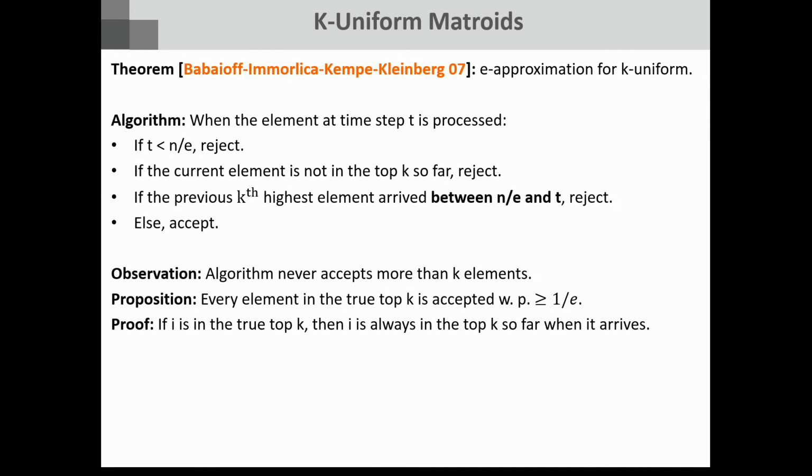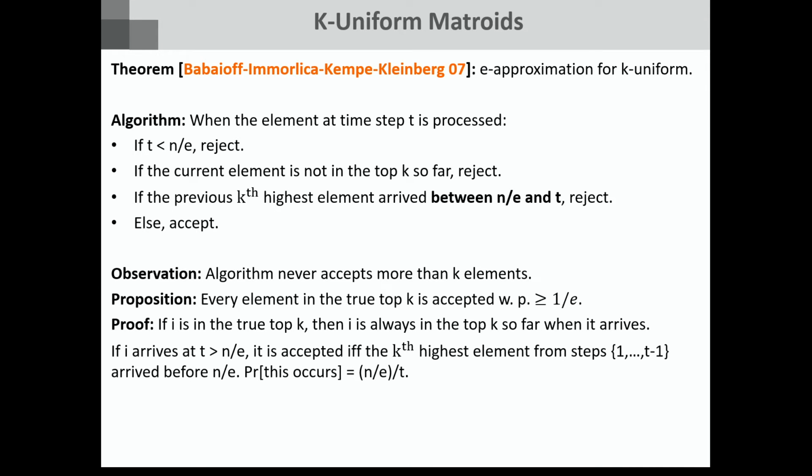Okay, so if i is in the true top K, it is definitely in the top K so far when it arrives. So it will always pass this second test. And if it arrives at a time step after n over e, it'll pass the first test. So it gets accepted if and only if the kth highest element from the previous steps arrived before n over e, because it needs to pass the third test.